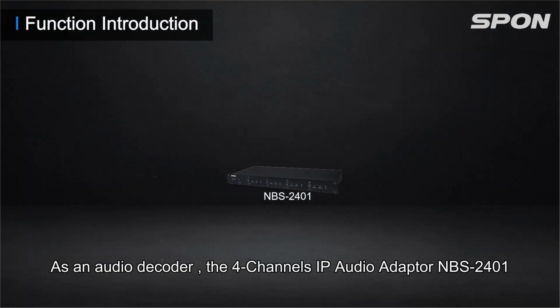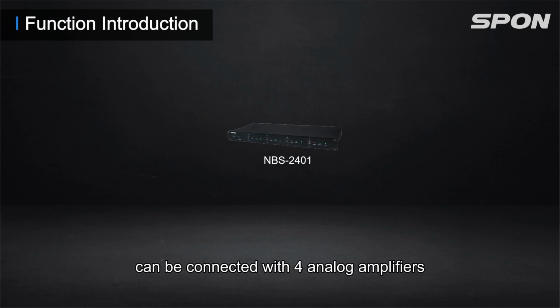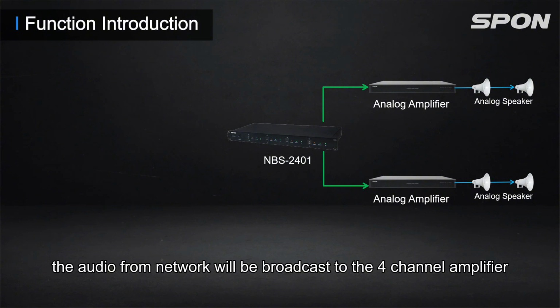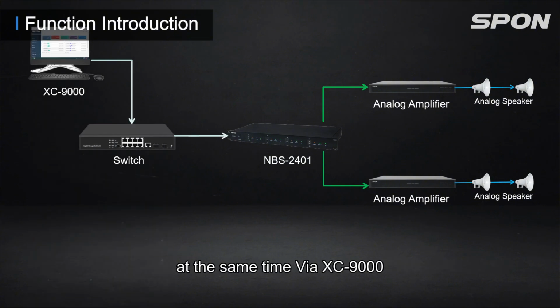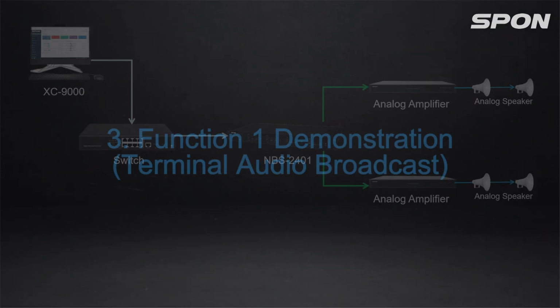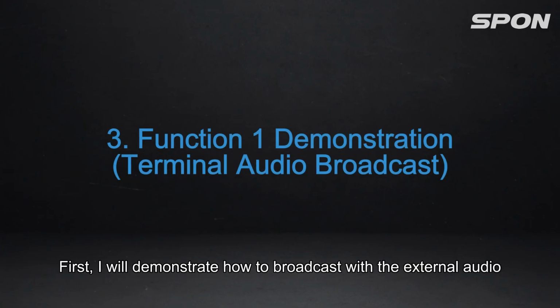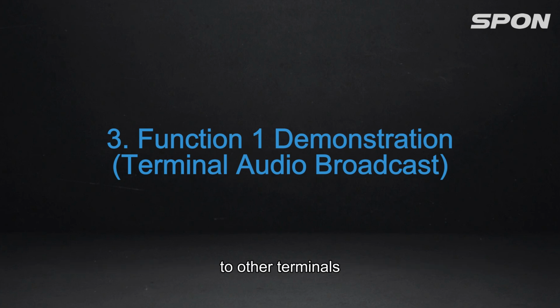As an audio decoder, the 4-channel IP audio adapter NBS-2401 can be connected with 4 analog amplifiers. The audio from the network will be broadcast to the 4-channel amplifier at the same time via XC9000. First, I will demonstrate how to broadcast with the external audio to other terminals.